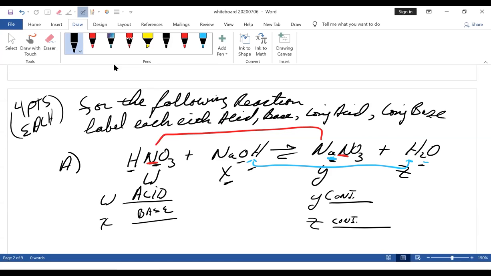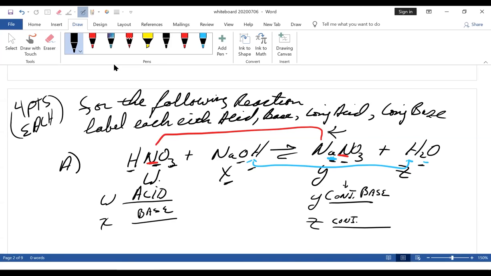If we're going from here to here, it's conjugate, and that's why you take the time to figure out the conjugates. Going from Y to W, is that gaining a hydrogen, really a proton, or losing it? It's gaining. What is something that gains or accepts a proton? A base. So therefore, Y, because it's on this side, is conjugate, and it's really the conjugate base. Since I have a conjugate acid, this should be acid.